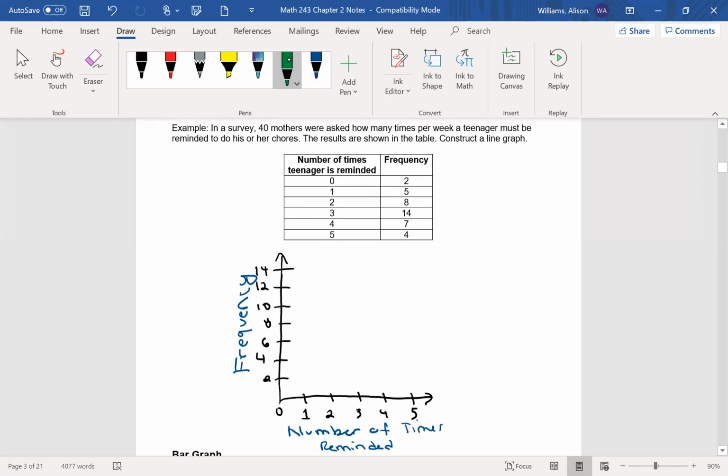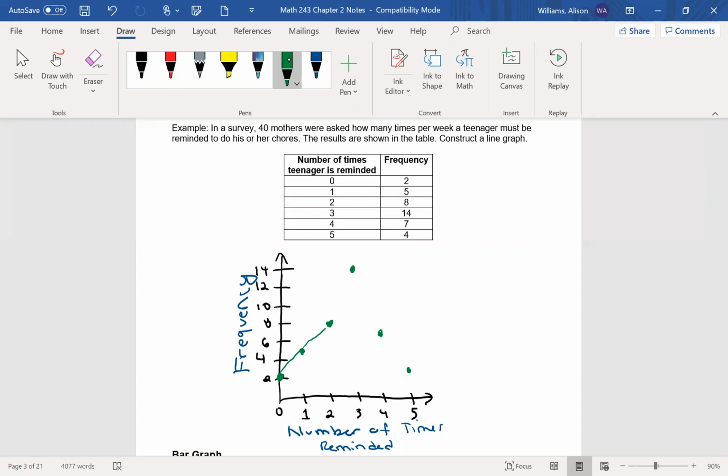So for 0, they had a frequency of 2. For 1, it was 5, so it'd be halfway between them. 2 would be 8. 3 would be 14. 4 is 7. And 5 is 4.